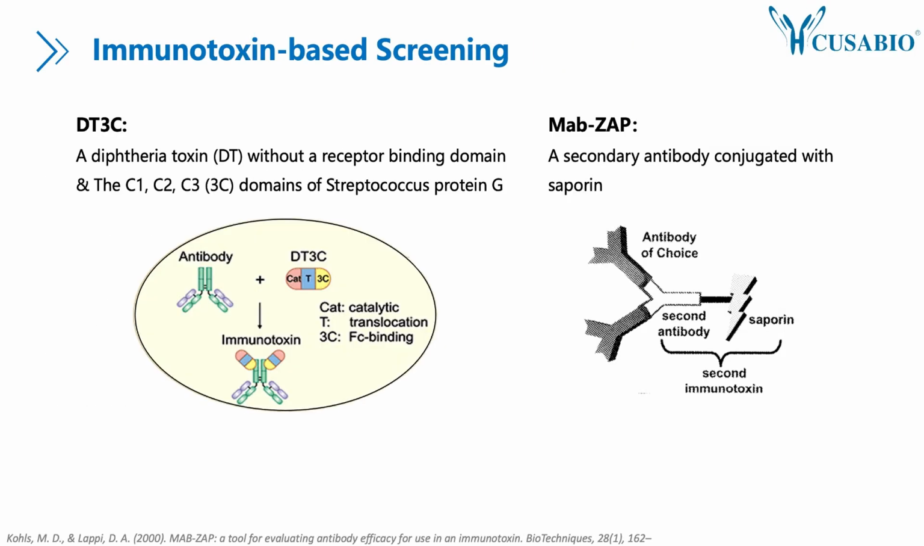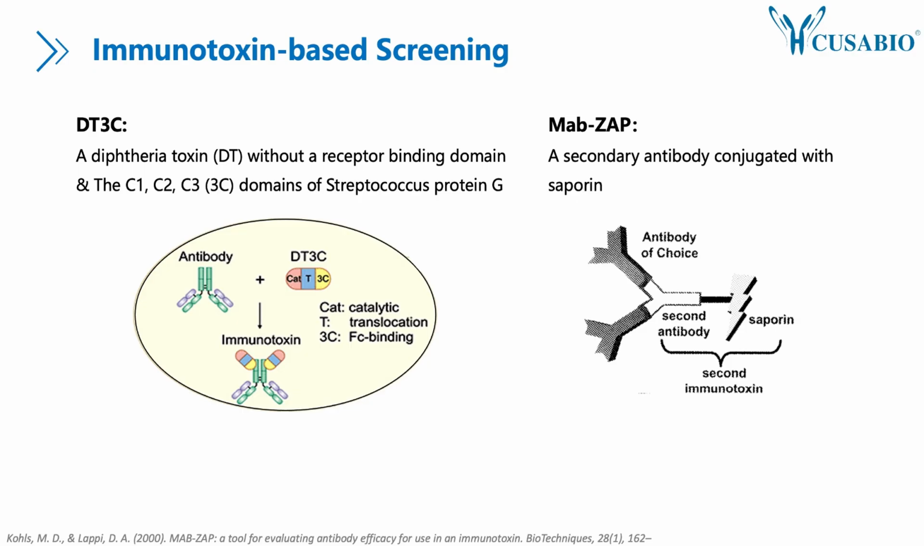And for this part, I will stay here because for the third type of assay, there are two important tools. The first one is the recombinant DT3C from our company, and the second one is MAB-ZAP. You see that both of them have a toxin. For recombinant DT3C, we have the diphtheria toxin, and for MAB-ZAP, we have saporin. Saporin is conjugated to the secondary antibody, and this secondary antibody will bind to the primary antibody, and the primary antibody will recognize the antigen on the surface.